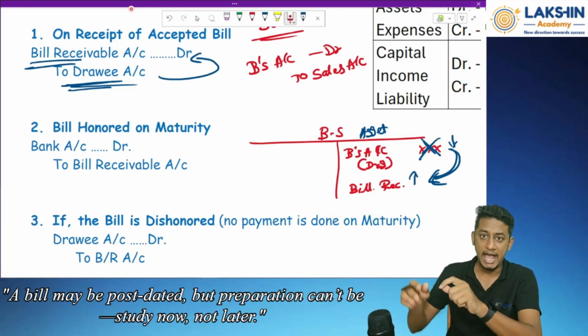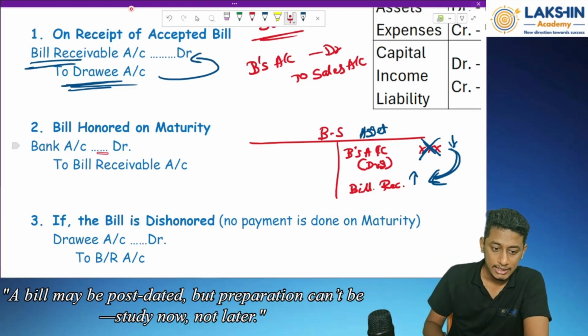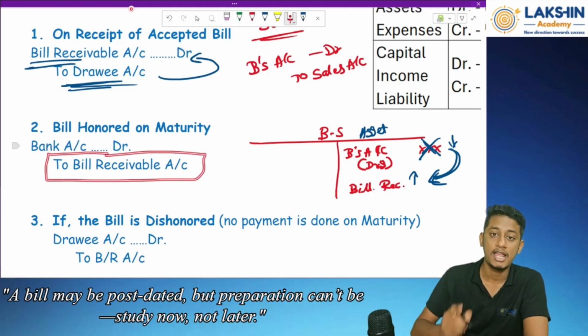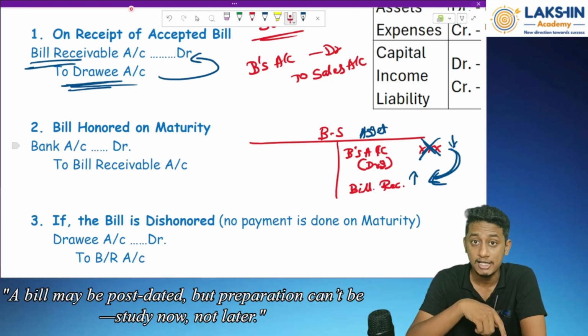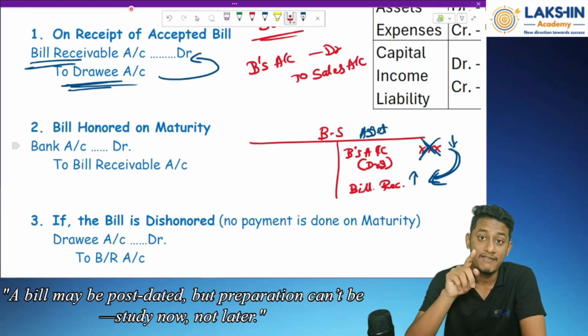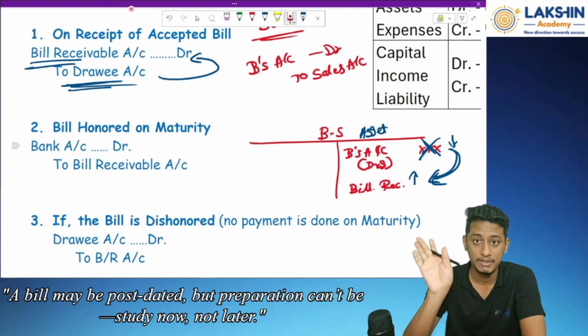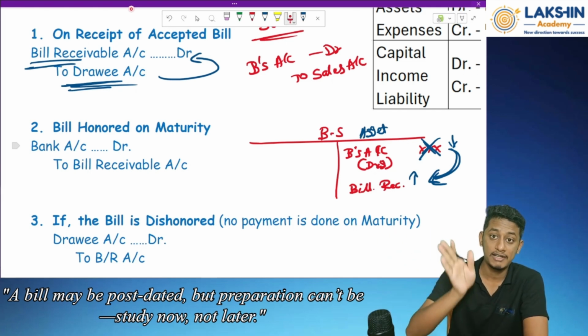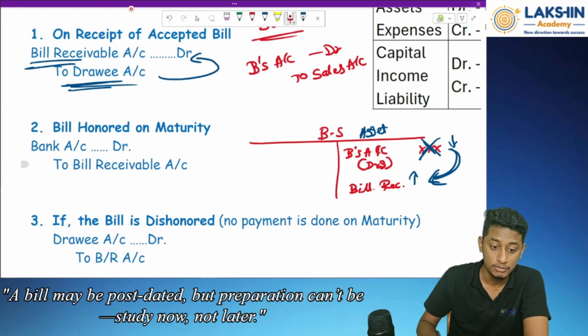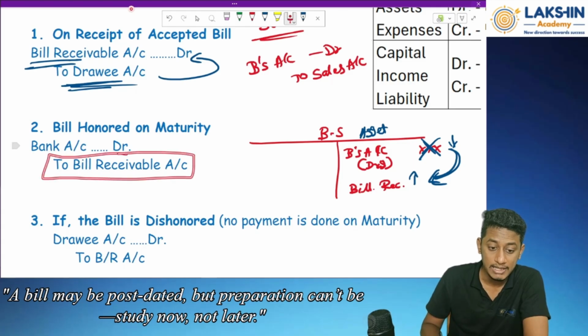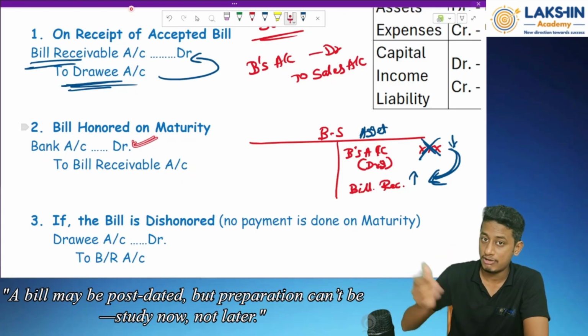So whenever I tear and throw it away, I credit bill receivable account. Why is that? Because I am reducing the value of an asset. See, I have told you before that bill receivable is an asset. Now I need to reduce the value of bill receivable, so I will credit bill receivable account. That's it.